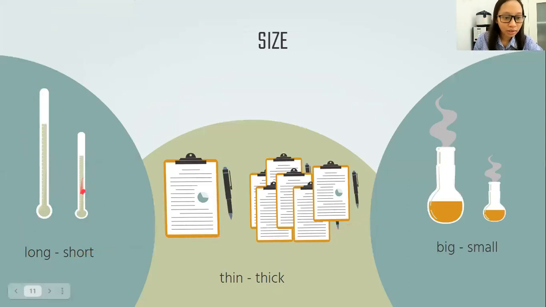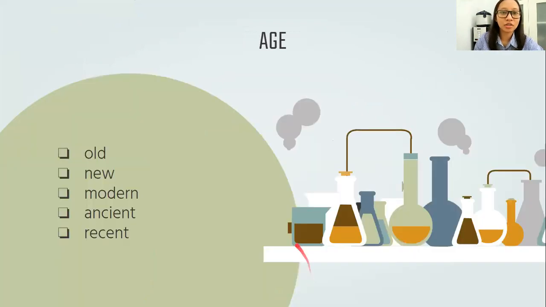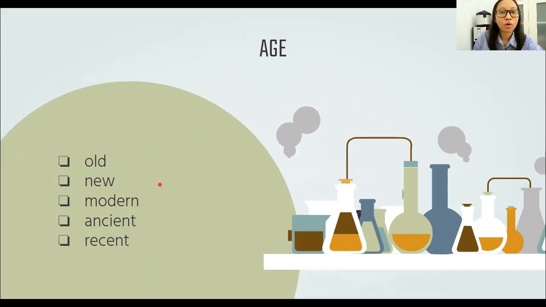Long, short, thick, tipis, thin, tipis, thick, tebal, big, small. These are some adjectives about size. And the next one is age. Umurnya, whether it is new or old, modern, ancient, kuno, and recent, yang baru-baru ini.